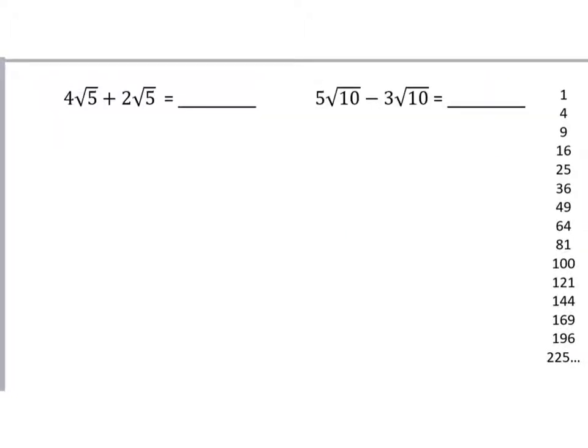Look at the next one. 4 square roots of 5 plus 2 square roots of 5. That gives me how many square roots of 5? 6 square roots of 5. Oh, wow. Can the square root of 5 be simplified? No. All right, the last one in this section, 5 square roots of 10 minus 3 square roots of 10 gives me 2 square roots of 10. Very good. Easy peasy.